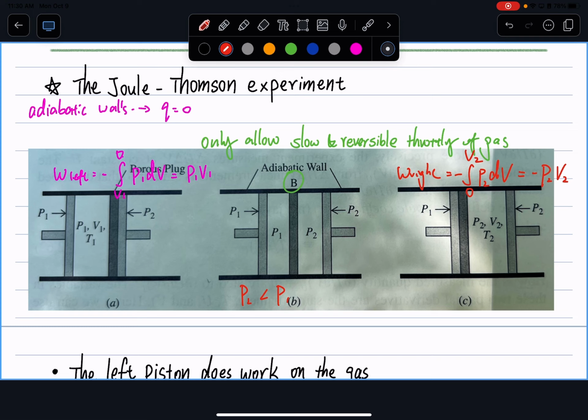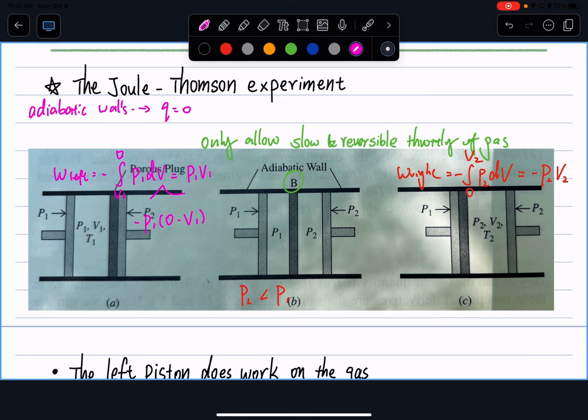Just to clarify, for the work on the left side, it's also negative P1 V1? Well, no, because here we start from V1 to 0. So it's 0 minus V1. There's a negative on the V1 as well. I skipped one of the negatives here. So that's negative P1 times 0 minus V1. That's how you end up with P1 V1. Okay? With me so far?